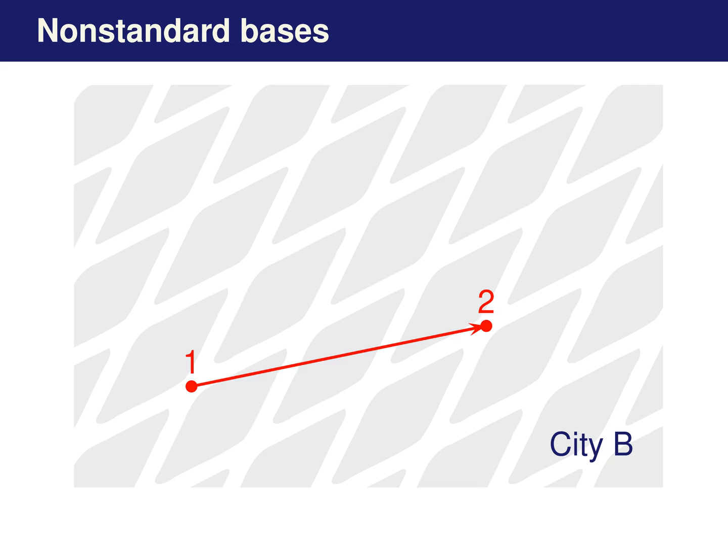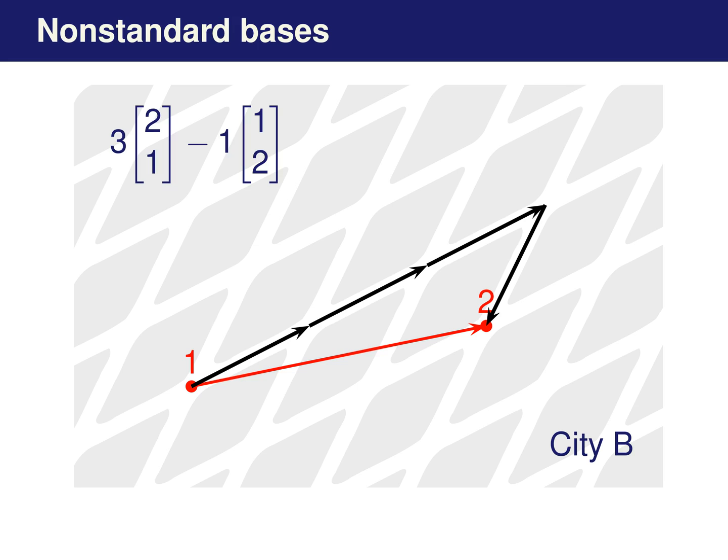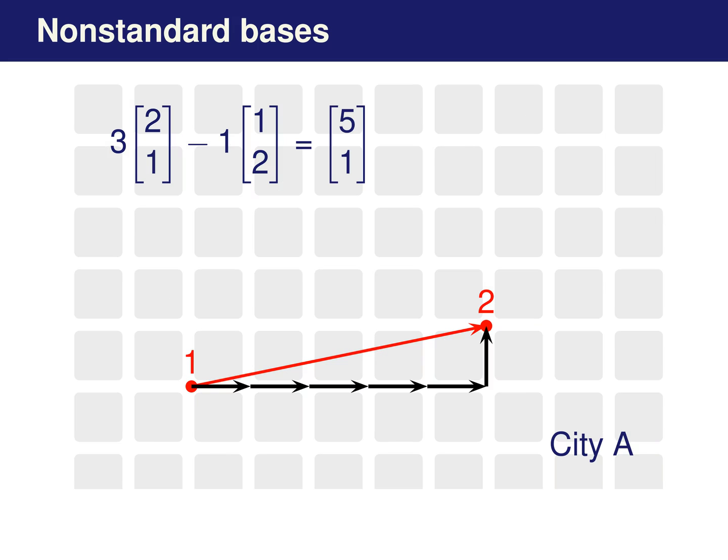Suppose we are in City B and we want to go from point 1 to point 2. We would walk 3 blocks in the easterly direction, turn right and walk 1 block in the southerly direction. We can write this vector as a linear combination of City B's basis vectors, 3b1 minus 1b2. In terms of the standard basis, it is 3 times (2, 1) minus 1 times (1, 2). This gives us (5, 1), the directions we would follow in City A's layout to get to that point.